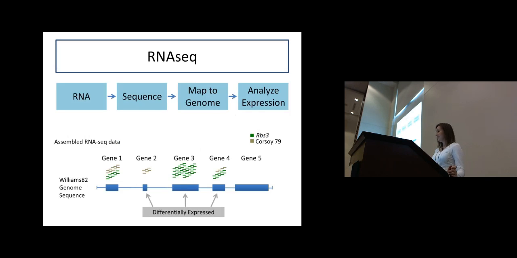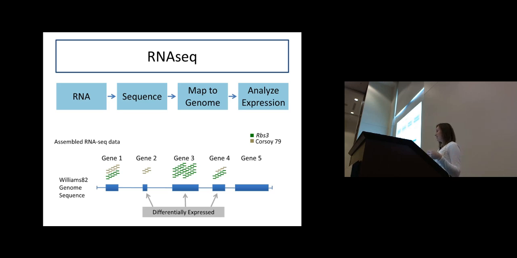So to do an RNA-seq experiment, we first need the RNA. This RNA gets extracted, we sequence it and map it to the soybean genome. And we use the Williams 82 reference genome for soybean. In this step, we have a lot of quality control that happens and data cleanup. We're then able to analyze the expression with different statistical software packages.